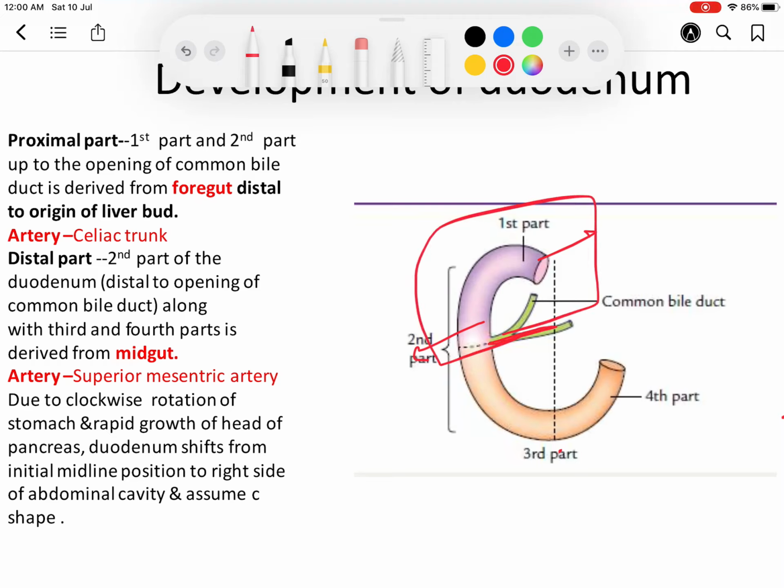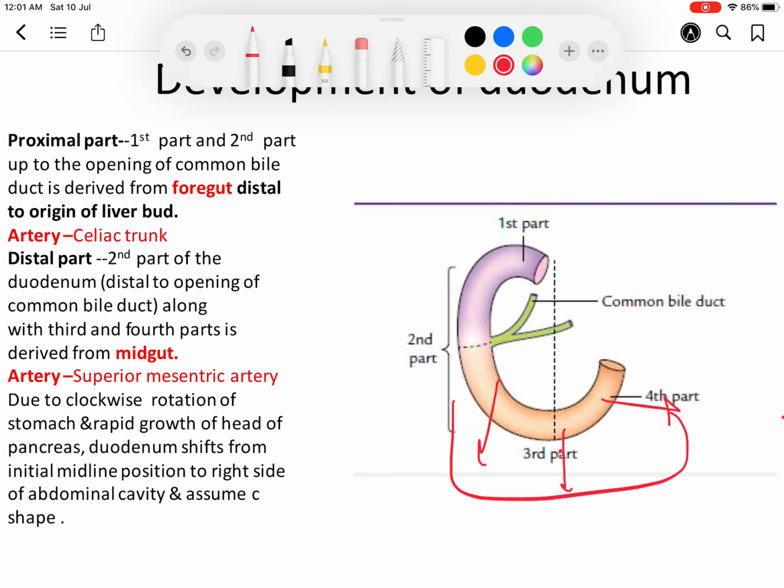Up to this part is developing from the foregut, and beyond the opening of the bile duct, the second part of the duodenum after the opening of the common bile duct, the third part and the fourth part of the duodenum, this brownish part, is developing from the midgut. So the proximal part of the duodenum is developing from the foregut and the distal part is developing from the midgut.